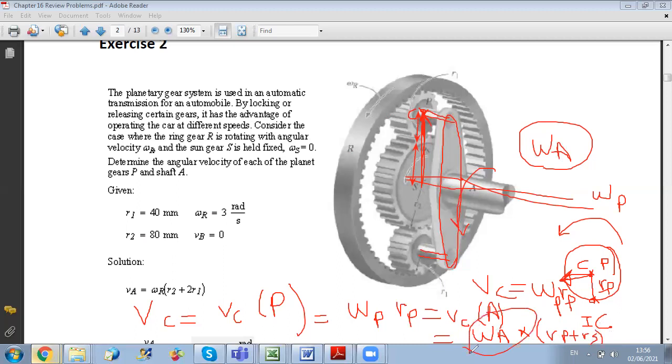So I can find omega A. I can simply say that omega A is equal to omega P times RP over RP plus RS. Okay. Any question on this?